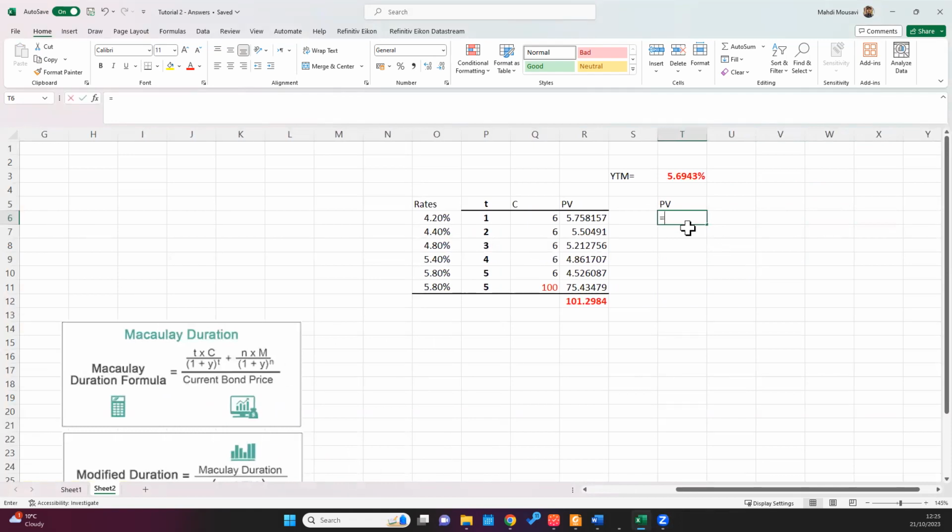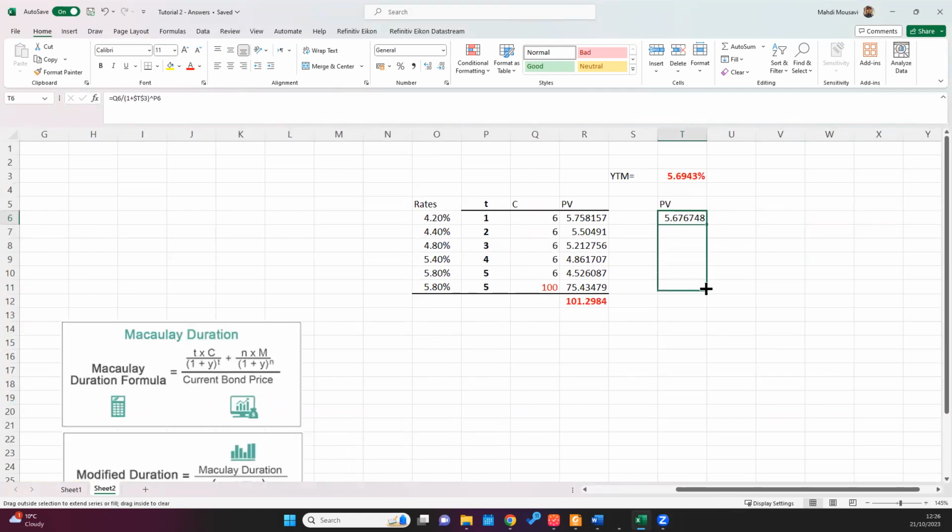All right. So that one would be equal to the first cash flow over 1 plus yield to maturity. I'm going to fix it by pressing F4 because I don't want this cell to move, in power of 1, because it's going to take 1 year for this cash flow to happen. So the present value of the first cash flow is 5.67.